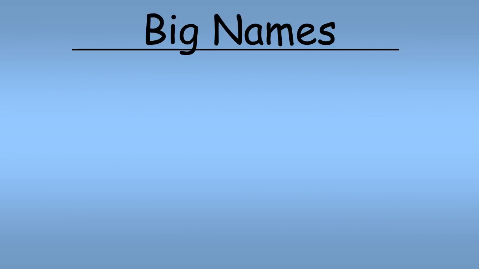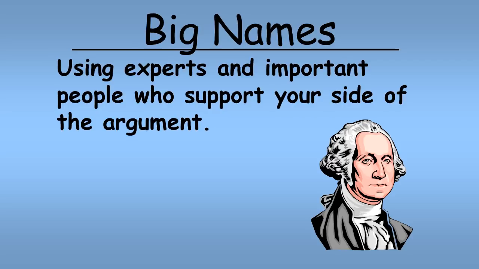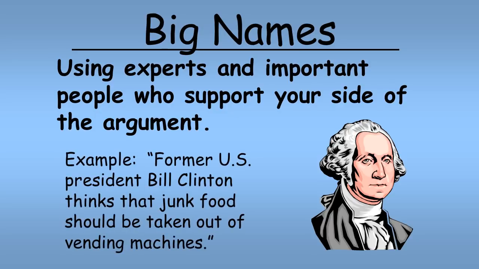Our first persuasive strategy is called big names. This is defined as using experts and important people to support your side of the argument. An example of this might be former U.S. President Bill Clinton thinks that junk food should be taken out of vending machines.